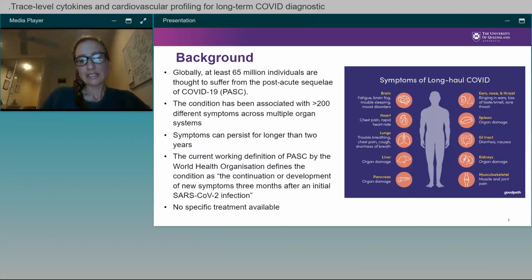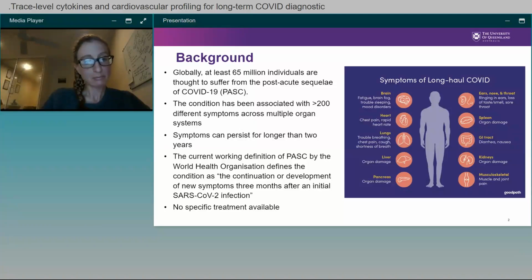So at the start, very early on in the COVID-19 pandemic, a lot of patients started reporting that they weren't actually recovering fully from the acute disease. And this was really a patient-led conversation. And unfortunately, there were many problems with gaslighting by the medical community. But eventually, patients coined this term long COVID.